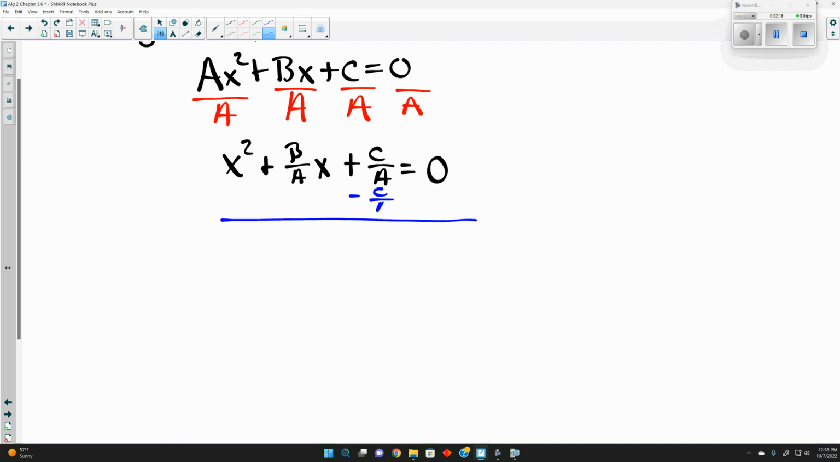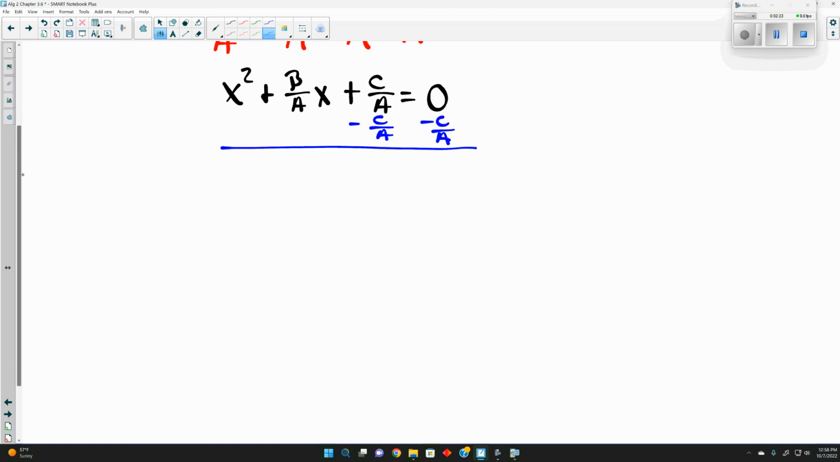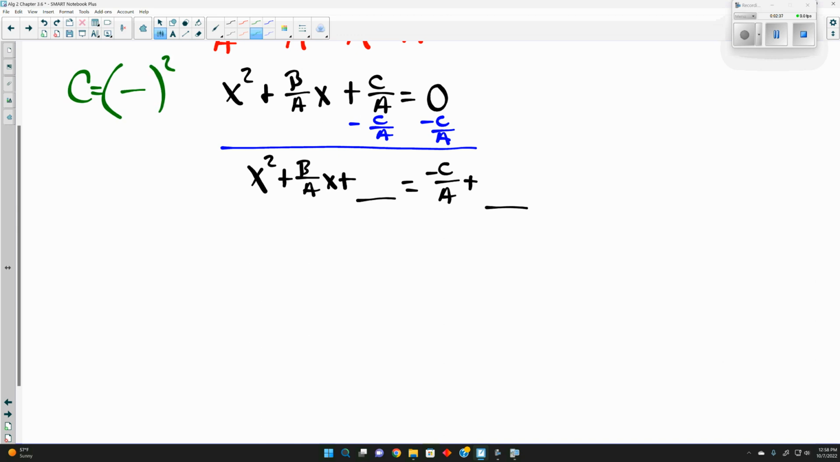Our second step was to get the constant term by itself, which will tell us that we have x squared plus b over a x plus blank is equal to negative c over a plus blank. Now our blank term, to make this a perfect square, is b over a over 2, which actually works out to be b over 2a, and if we square this, we get b squared over 4a squared.